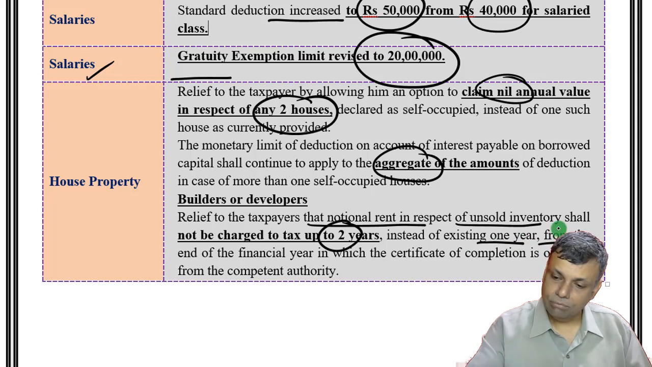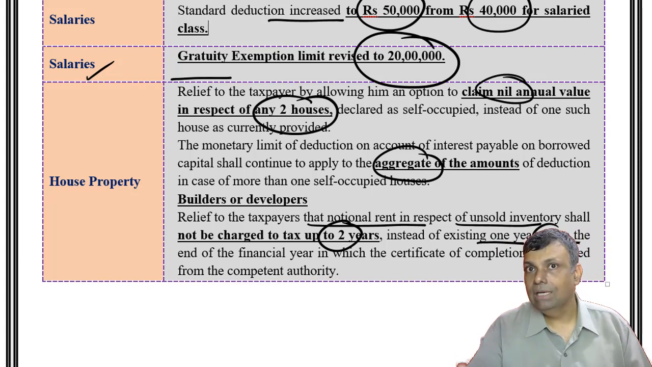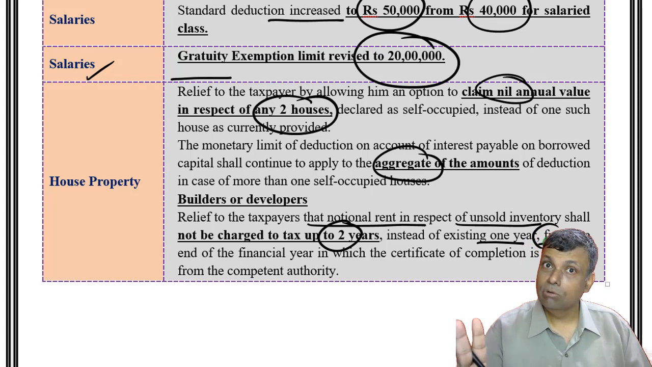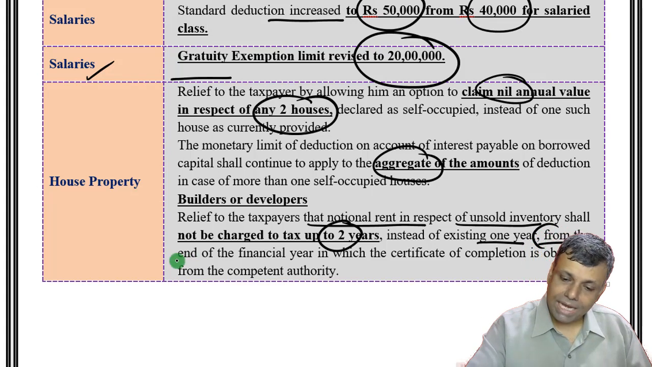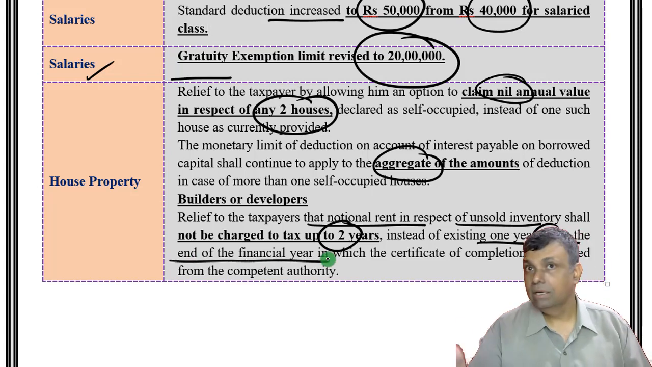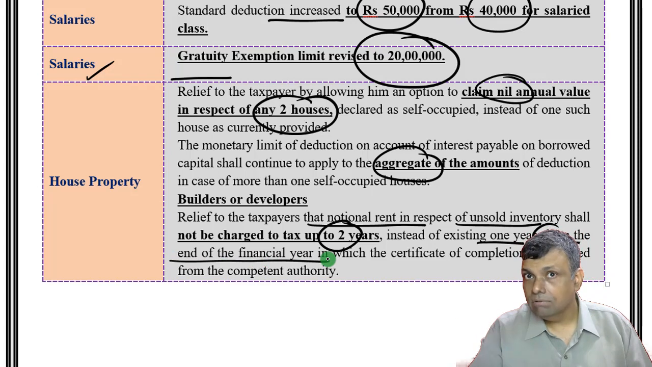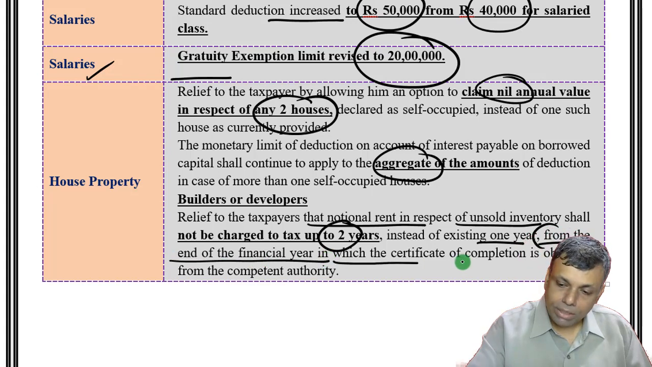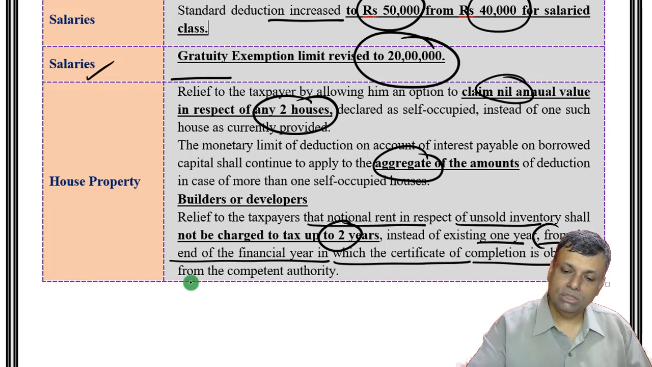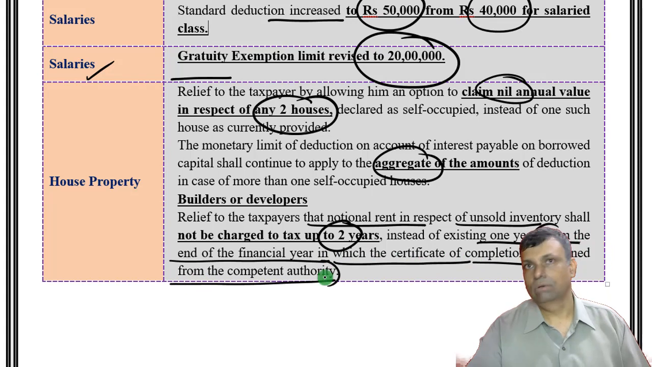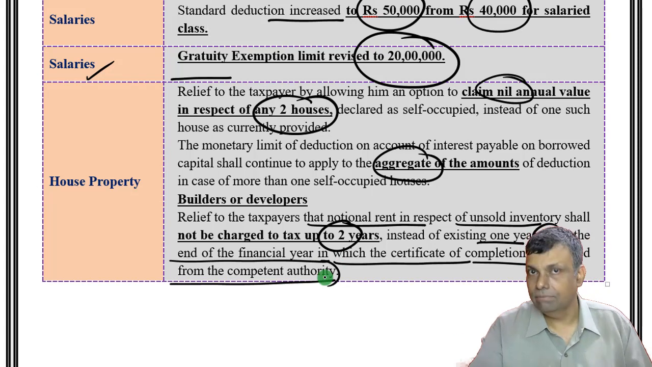Now remember this very carefully. Basically your annual value will be taken as nil for the unsold inventory. Benefit is given for 2 years from the end of the financial year. I repeat, it is 2 years from the end of the financial year in which the certificate of completion is obtained from the competent authority. So it is 2 years from the end of that particular financial year. So logically it is a 2.5 year benefit.